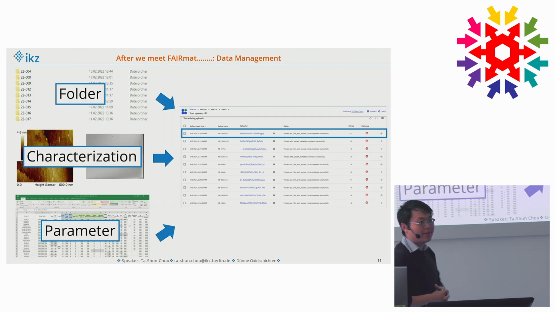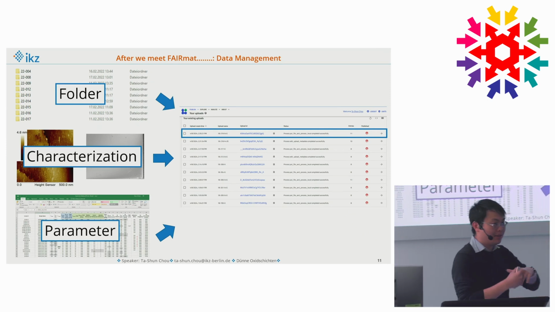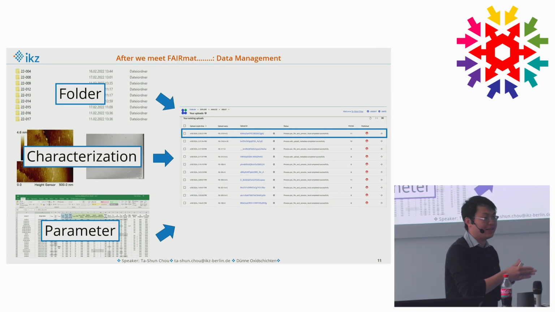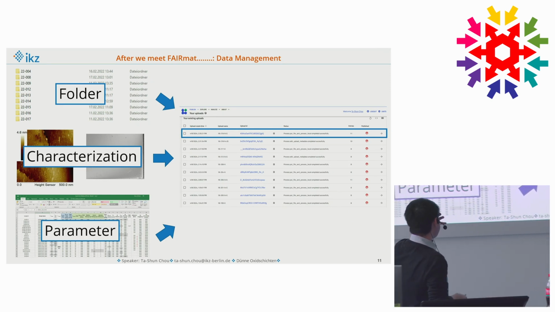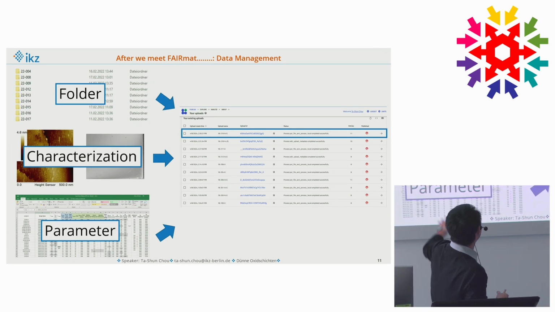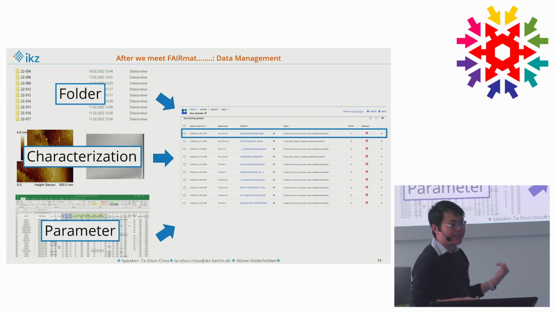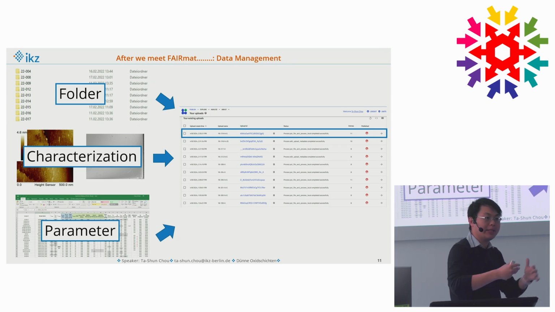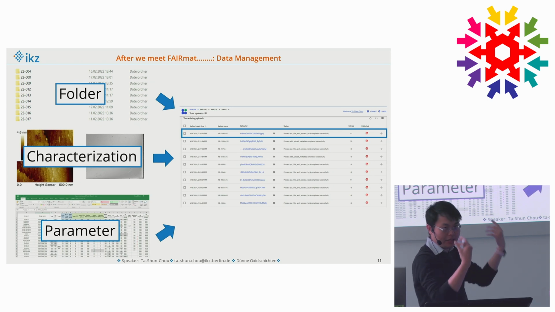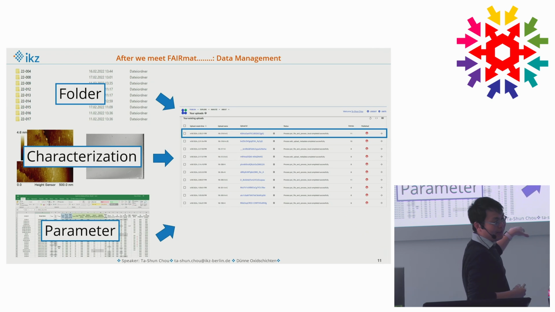And after we met FAIRmat, life became easier and easier, because we all know that machine learning relies on a structured data set, and let's say a labeled data set. On the left-hand side is how we organized data for decades. We have different folders containing different growth parameters. We have the different characterizations, AFM, light microscopy, SIMS, scattered around in different folders, and we have different Excel sheets which contain all the parameters. So this is how we distributed the data in the past.